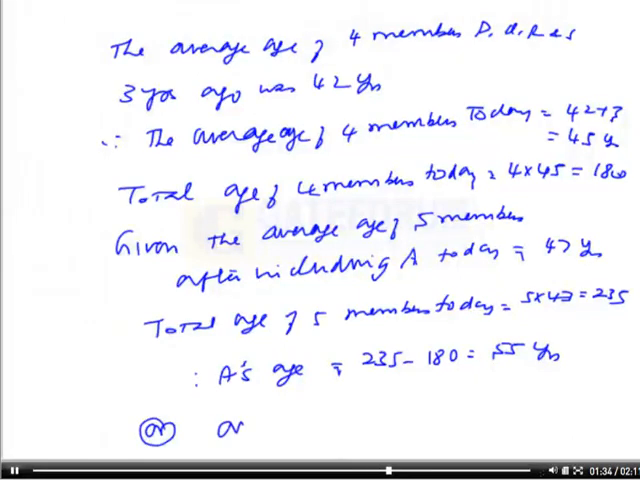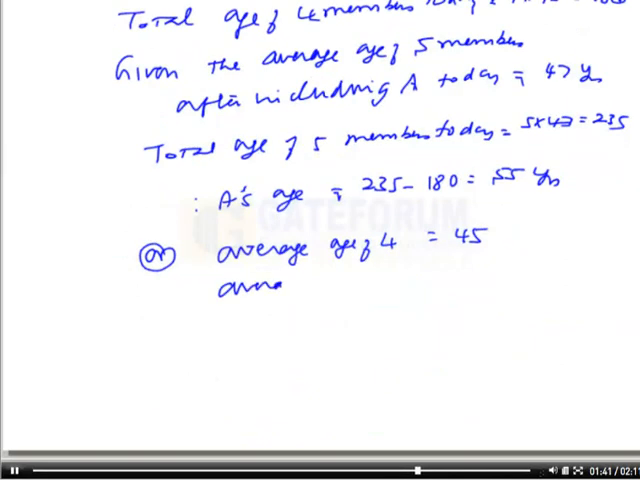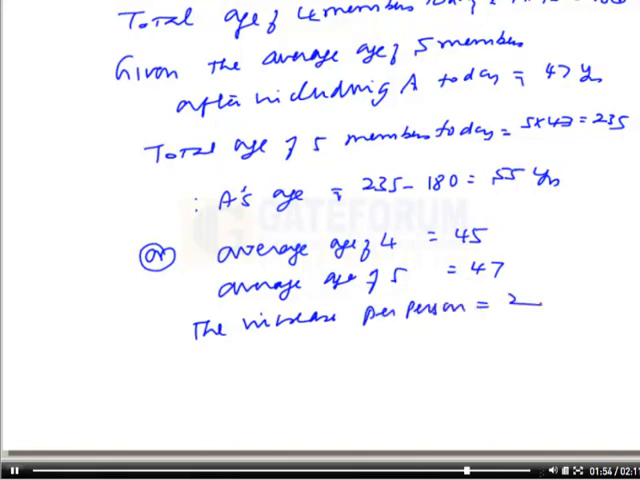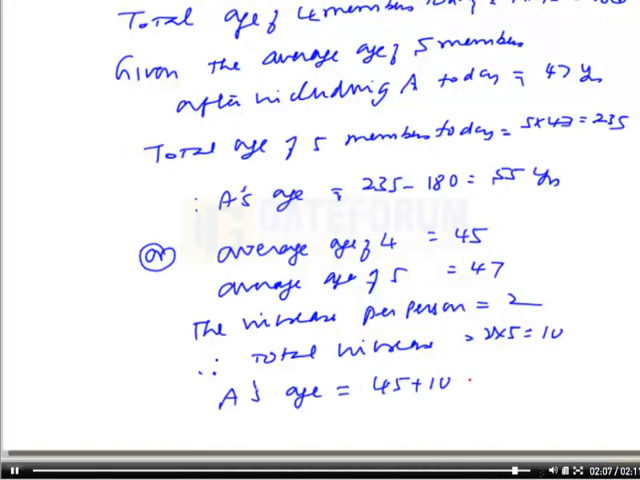Or, the average age of 4 is 45, and the average age of 5 is 47. The increase per person is 2. Therefore, the total increase is equal to 2 into 5, 10. That gives you the age as old average plus overall increase, 55 years.